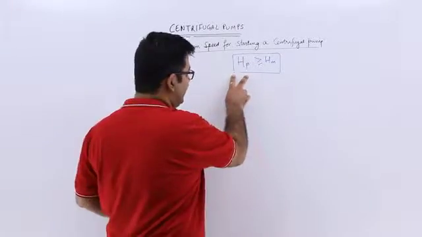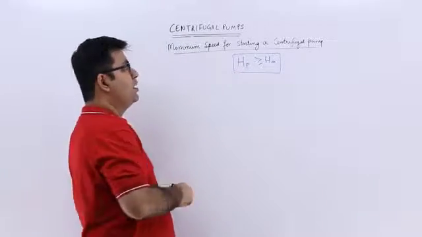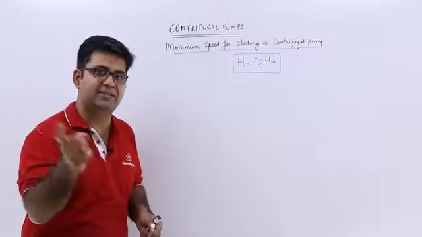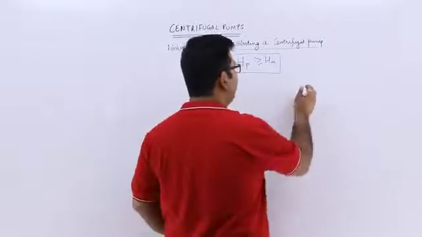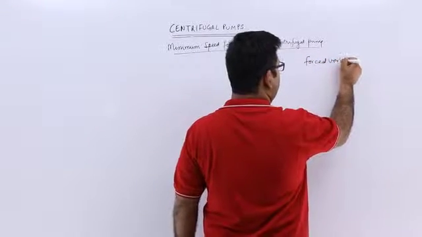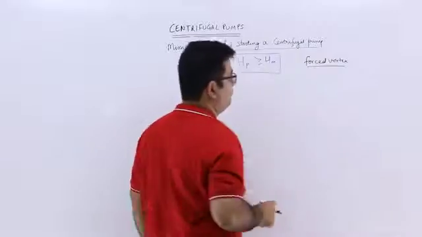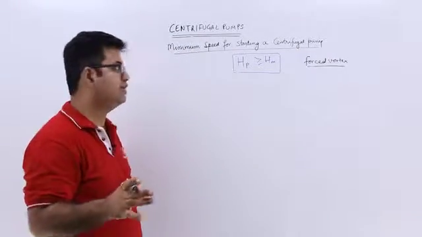Till the time this pressure head is less than the manometric head, the water will keep on rotating inside the impeller. That kind of motion is called a forced vortex. But the delivery will not be there from the centrifugal pump.